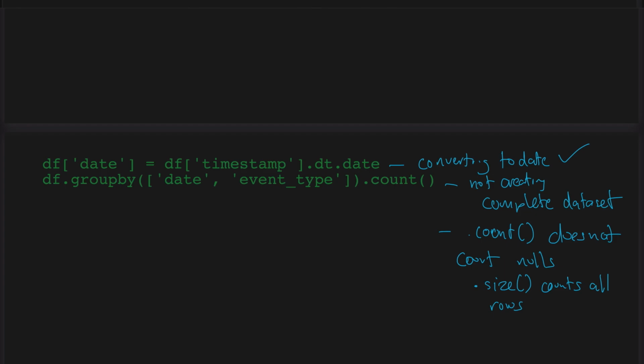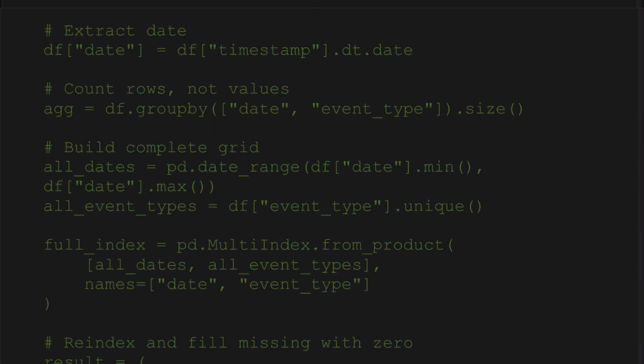So these are the problems with this naive solution. Now let's look at the correct solution for this problem, and this is the Pandas solution. As we mentioned before, the date conversion is correct. This group by is mostly correct. We just have to change this to dot size from the naive solution.